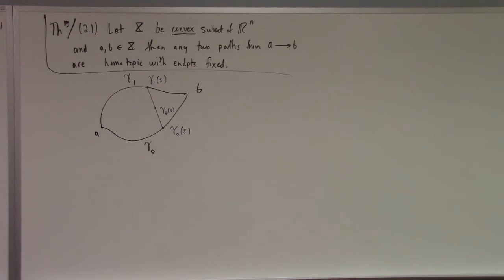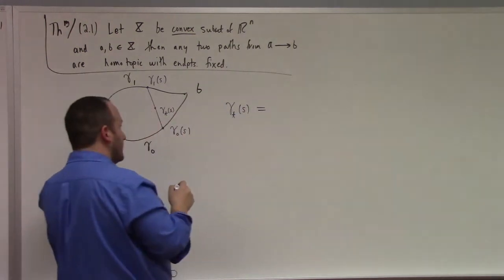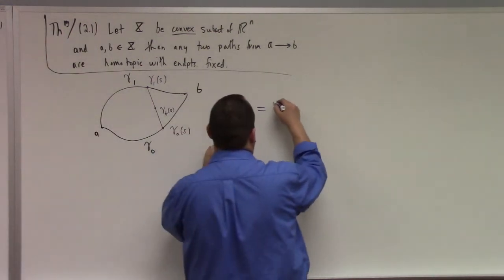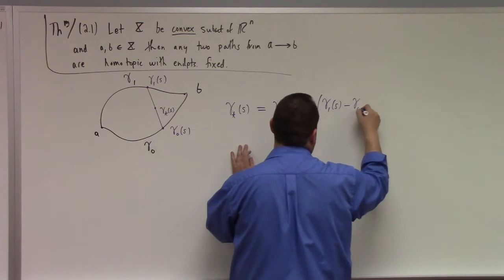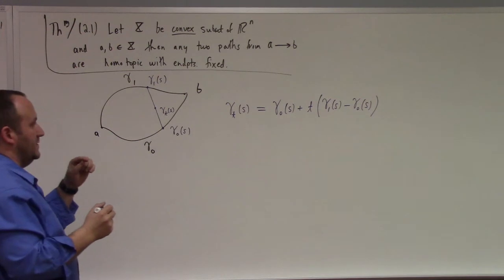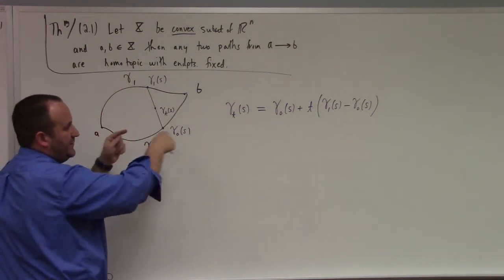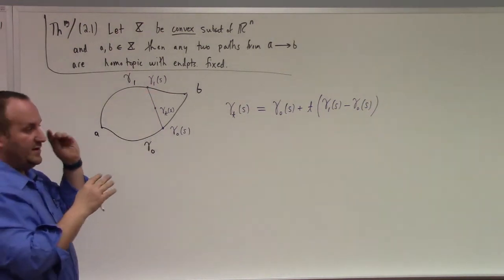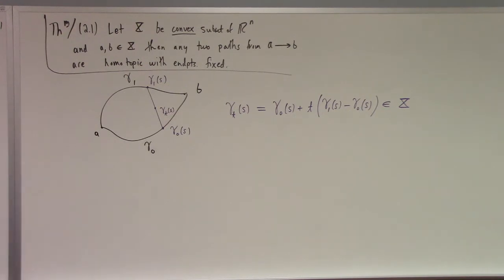So if you do that, what's the formula for gamma T of S? It's gamma 0 of S plus T times gamma 1 of S minus gamma 0 of S. I think that'll work. Gamma 1 of S minus gamma 0 of S gives me this direction vector. When we plug in T equals 0, we get gamma 0 of S, and when we plug in T equals 1, we get gamma 1 of S. We know that this is an element of X again. Why? Because X is convex, so these two points are connected by a line segment.